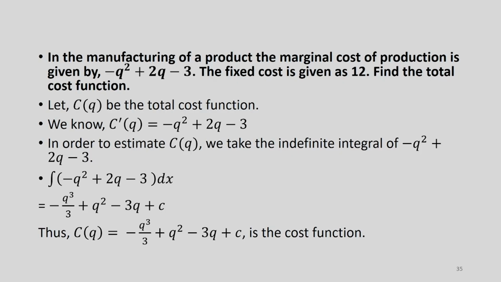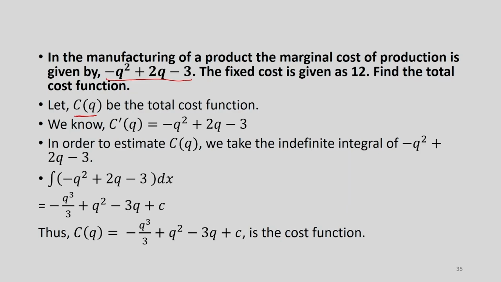In the manufacturing of a product, the marginal cost of production is given by minus q square plus 2q minus 3. The fixed cost is given as 12. Find the total cost function. So, marginal cost is given, fixed cost is given, we have to find out the total cost function. So, we start by assuming that the total cost function is given by this C of q. So, this is the total cost function.